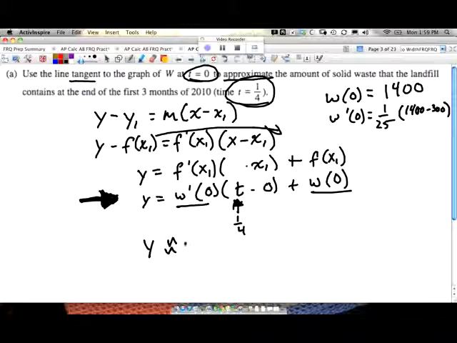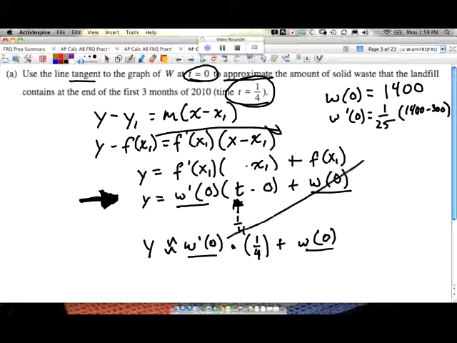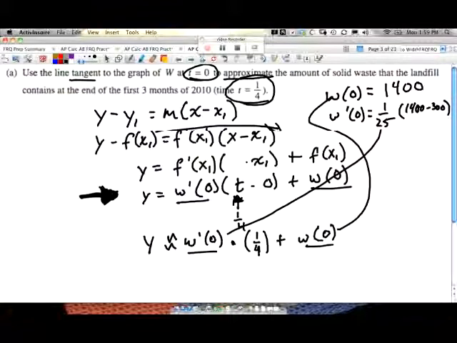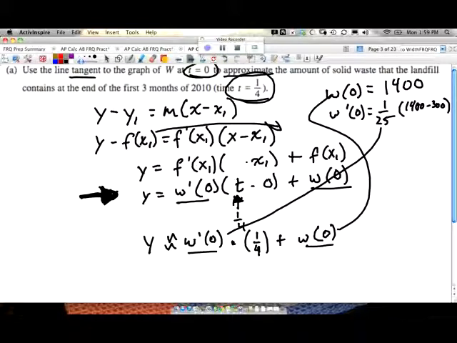So y approximately equals W prime of 0, which we calculated over there, times 1/4, because 1/4 minus 0 is 1/4, plus W of 0. And we have already labeled these from up here. Boom. That was it. Next.